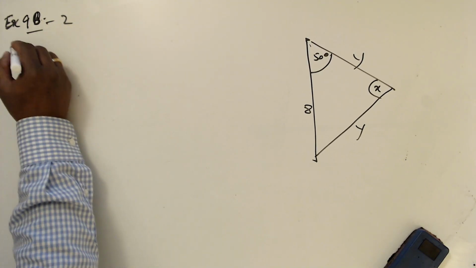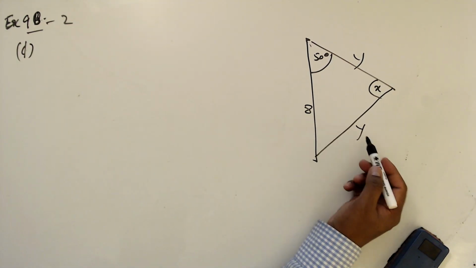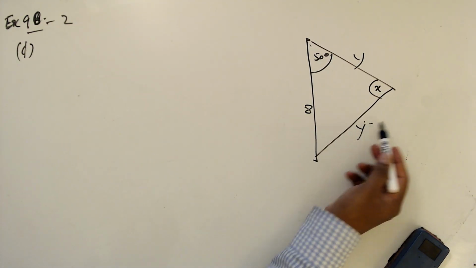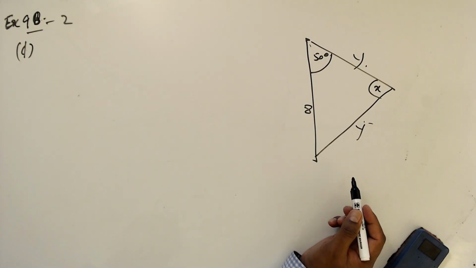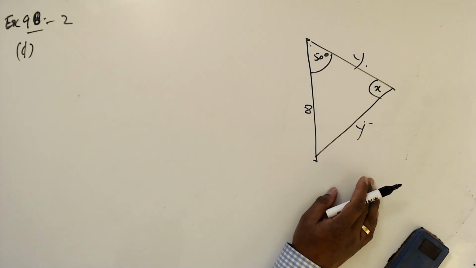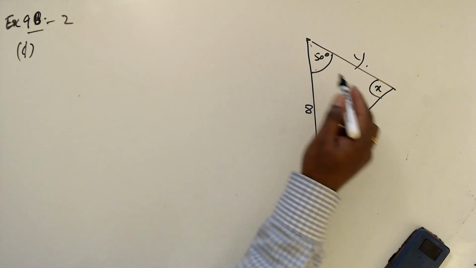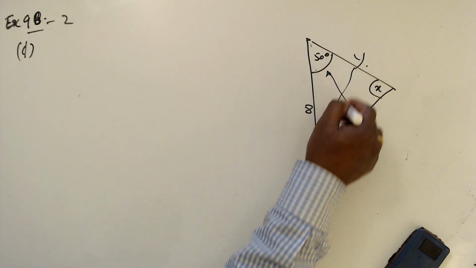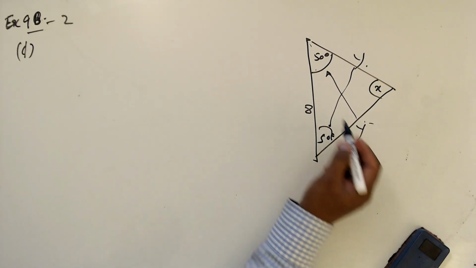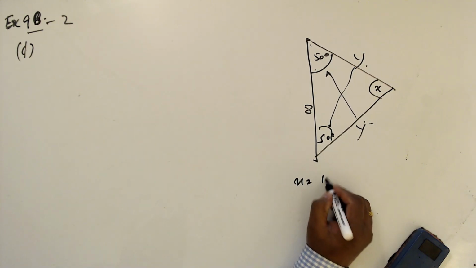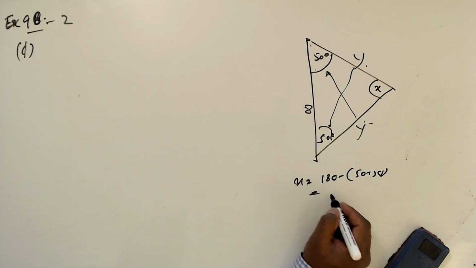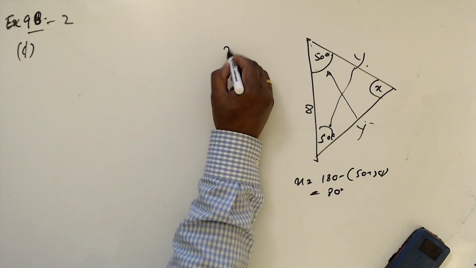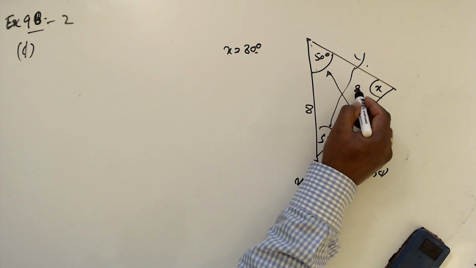Question D. When you look at this one, you can see this is y also, and this is y also. So what is the conclusion? In a triangle, two sides are equal, which means it is isosceles. Then what do you know about the angle? If this is 50, then opposite the other y it is again 50. Then x equals 180 minus (50 plus 50), which is 80. So x is 80.